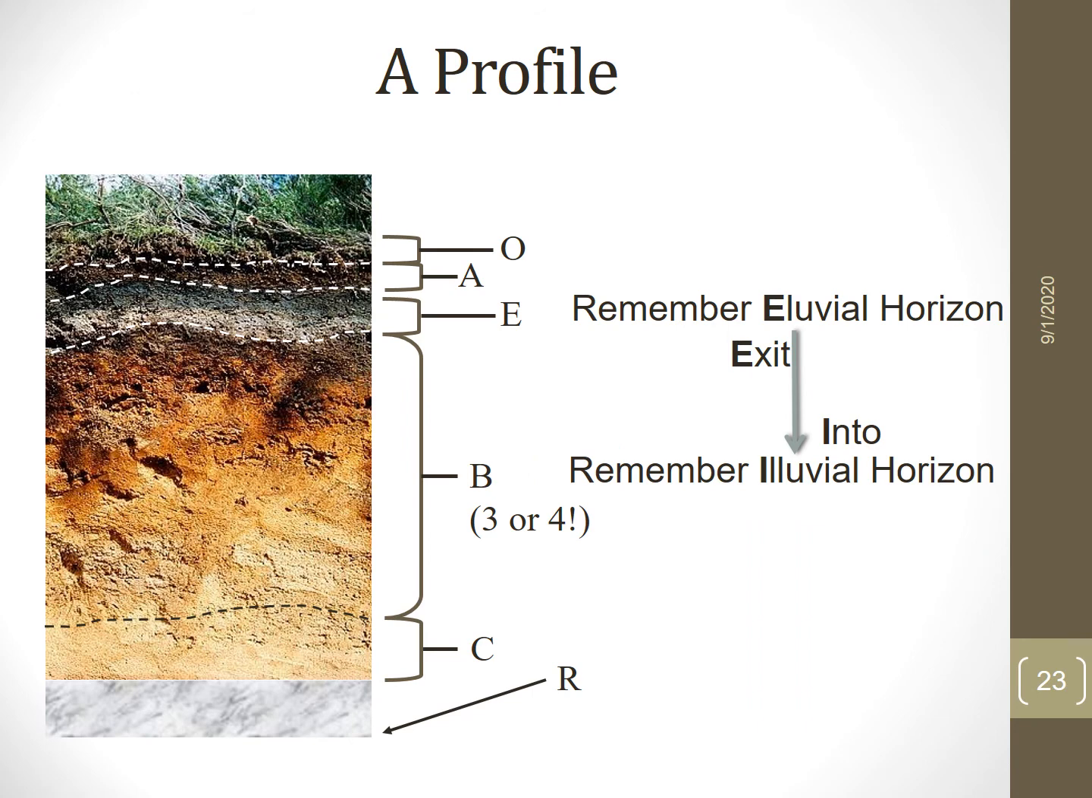So in this profile, for example, we have an O horizon at the surface, an A horizon right below that, an E horizon, an exiting horizon, an eluvial horizon that has dropped things into a series of maybe 3 or 4 B horizons, which are illuvial because they have things coming into them, illuvial for I, into. In the C horizon at the bottom, we have unconsolidated parent material, and then we have a consolidated layer of what appears to be digital marble, because I couldn't get a picture of rock.